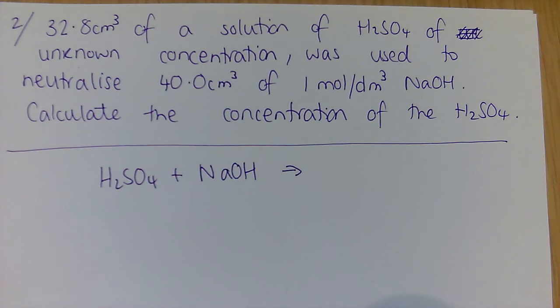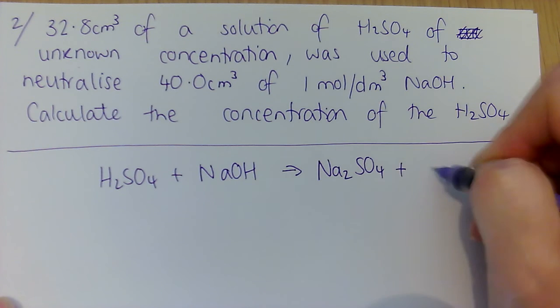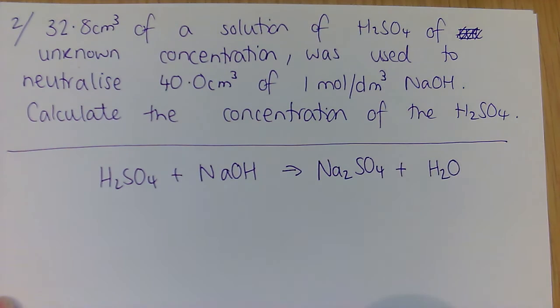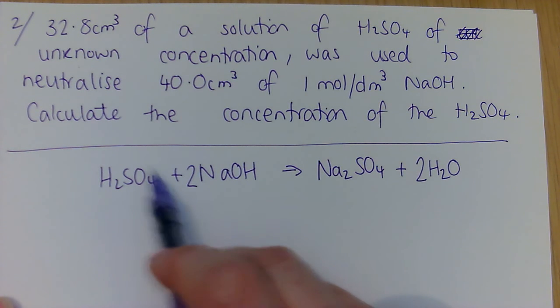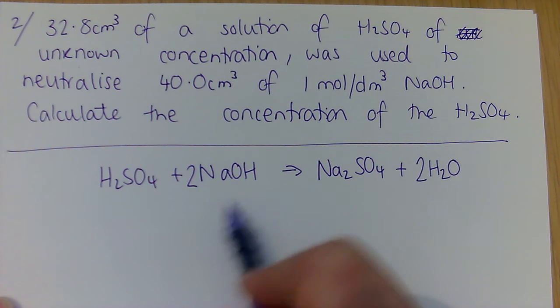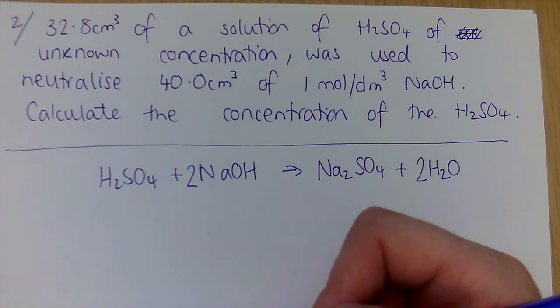what salt am I going to make? You should be able to tell me that. You make sodium sulfate, and I need to make that balance now. There we go. So now you can see if we look at the stoichiometry over here, for every 1 mole of acid I've got 2 moles of alkali, so that's going to change things slightly when we come to the number of moles part. So let's have a go at doing this one.